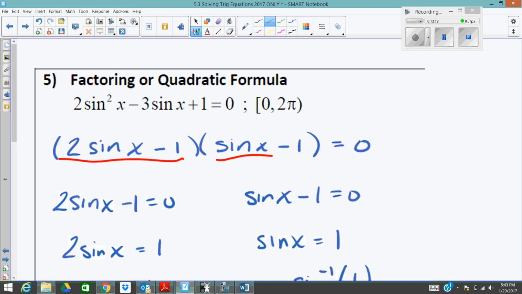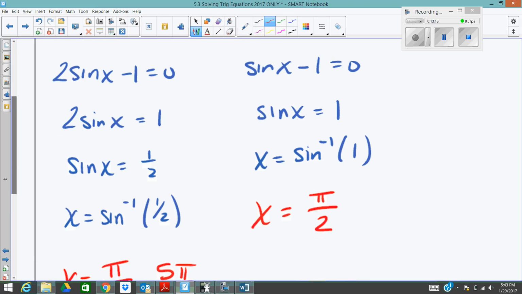So we set our two factors equal to 0. So we have 2 sine of x minus 1 equals 0. Add the 1, divide by 2. So sine of x equals 1/2. Again, sine is positive in quadrants 1 and 2. Draw your triangle. Sine is opposite over hypotenuse, which means this is our 30, 60, 90 right triangle, with our reference angle being 30 degrees. So that's pi over 6 and 5 pi over 6.